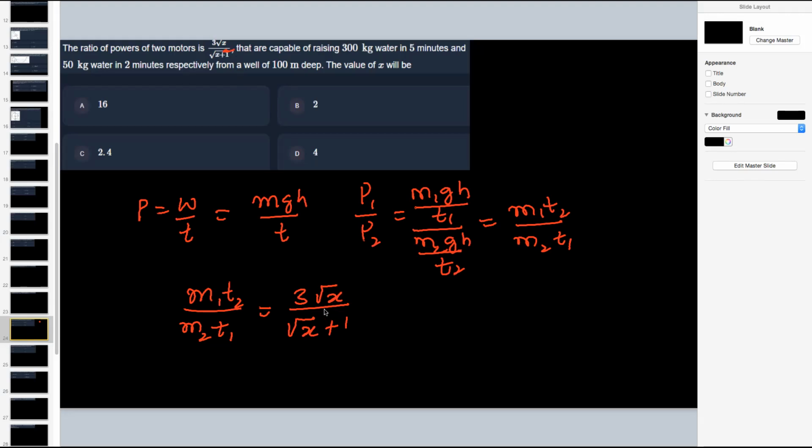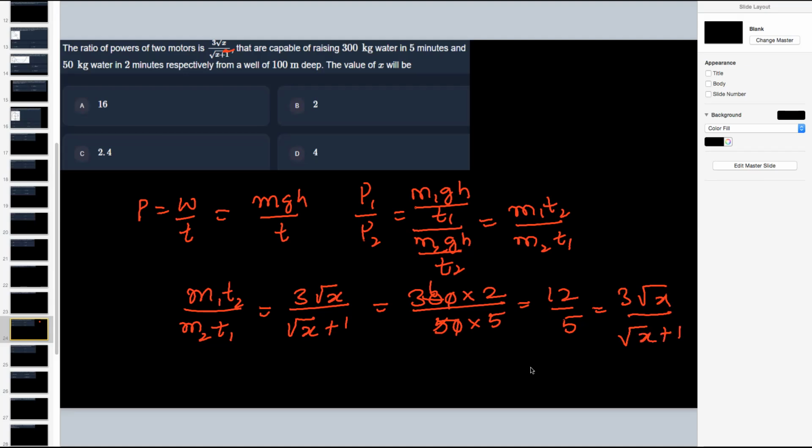Now, you are asked to find the value of x. You do it. Now, what do you get? What is the value of m1? 300. t2, 2 minutes. This is m2, 500. t1, 5 minutes. Yes, 12 by 5. This 12 by 5 value is 3 root x by root x plus 1. Then what will be the value of x? Is it 16? Suppose I take x equal to 16, root x, that is 3 into 4, 12. Root 16 is 4, 4 plus 1, 5. So x equal to 16 is our answer. Okay. We go for the next problem.